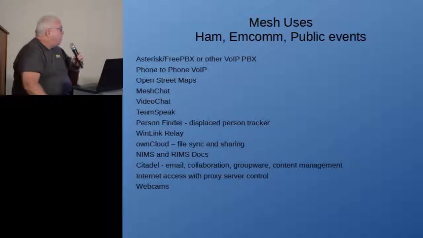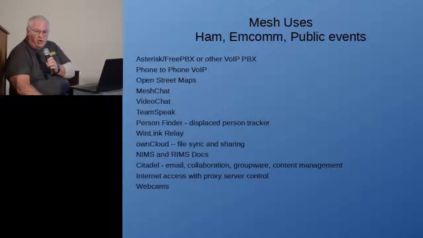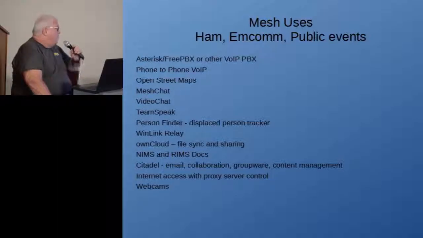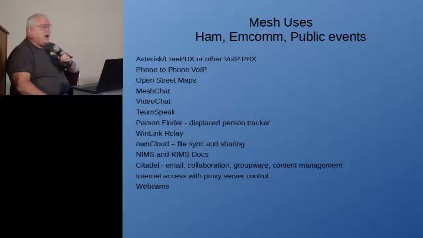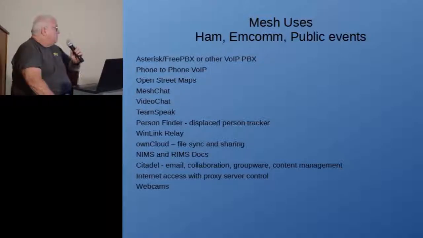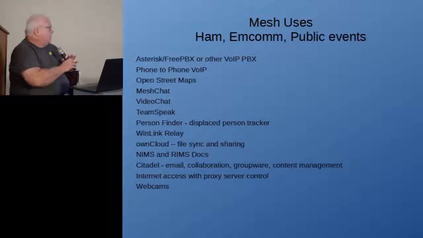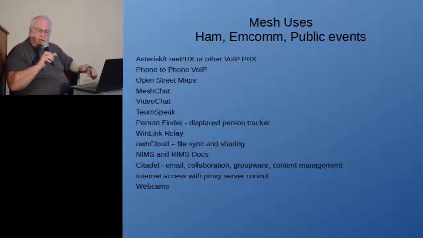Person Finder. Google wrote a program to keep track of finding people during Katrina. This is that software. And you can fork it off and run it on your own server. WinLink relay. We're looking in now to putting a WinLink relay in at Carpenter Peak. OwnCloud, that's just another one of the cloud softwares, of which there are multiples out there right now. NIMS and ICS docs. If you're ENCOM people, you know what those are. Those are all the documentation and the forms to use during events that are either state or federally managed.